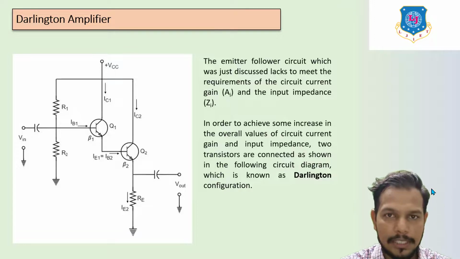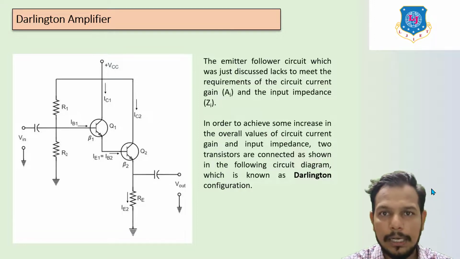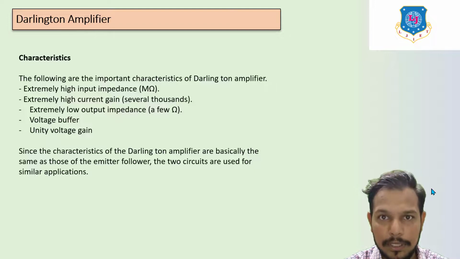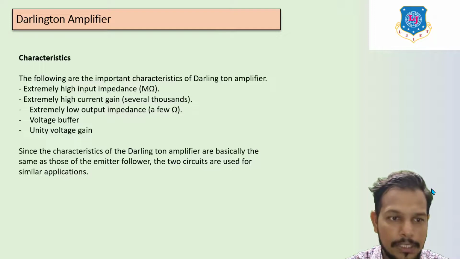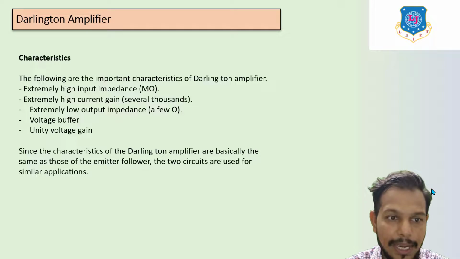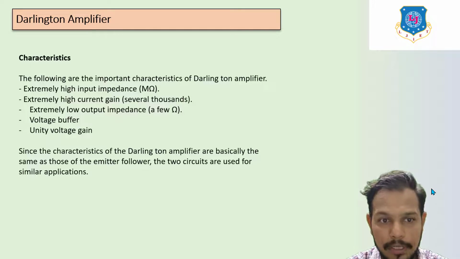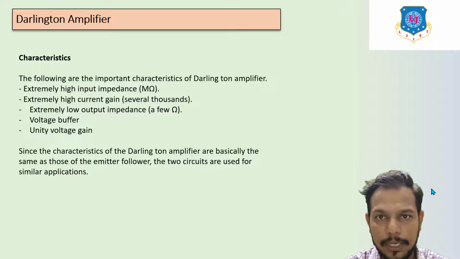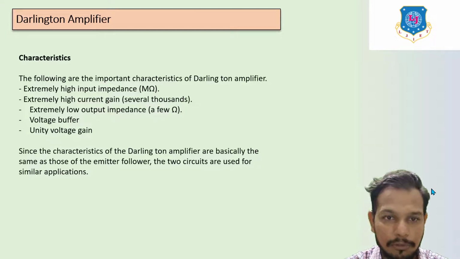Now, let us discuss the characteristics of the Darlington amplifier. It has extremely high input impedance, in the megaohm range. Another point is extremely high current gain, in the several thousands. It also has extremely low output impedance, a few ohms. This circuit is a common collector, which is why it is known as a voltage buffer.